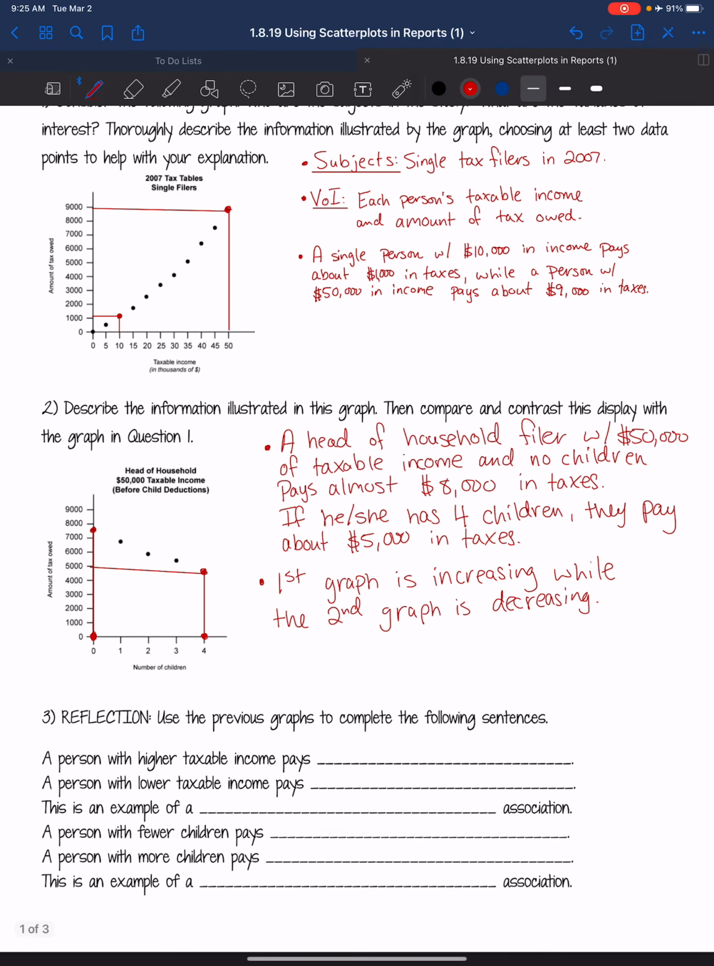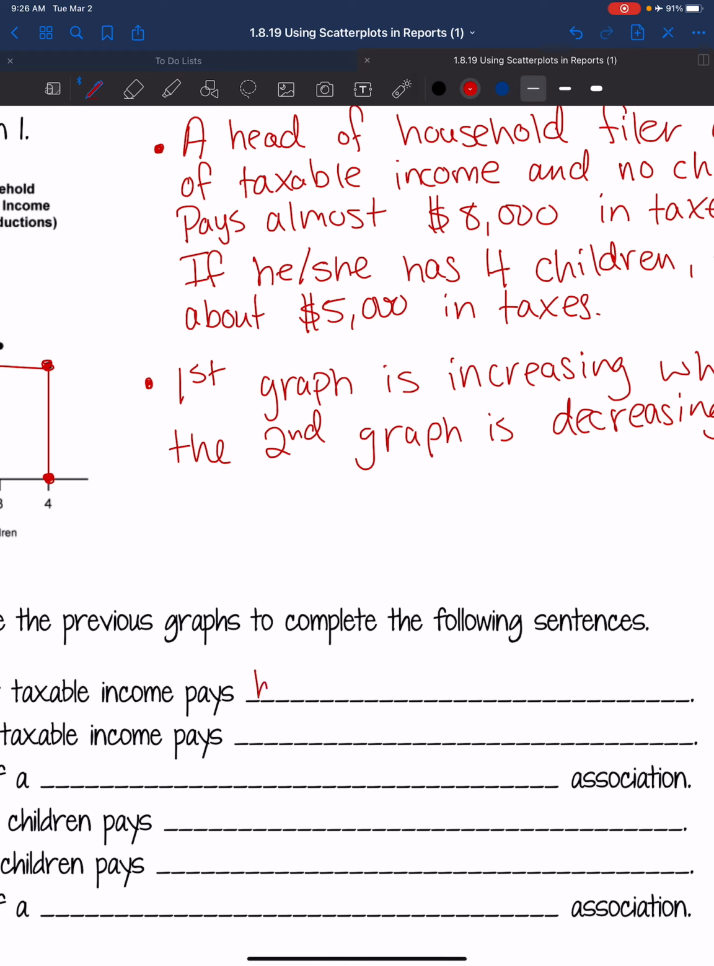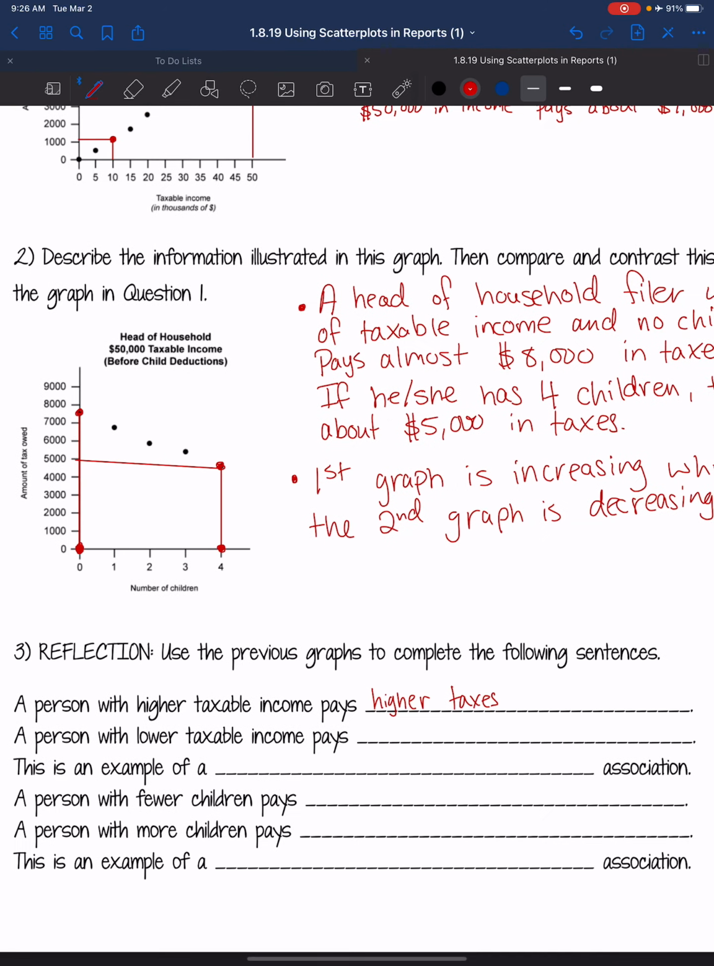And now part 3 is a reflection. It says, use the previous graphs to complete the following sentences. Now, a person with higher taxable income pays higher taxes. This is what we saw in the first graph. So the higher your income, the higher the taxes. Now, a person with lower taxable income pays lower taxes. Now, this is an example of a positive association, right? Positive. And I'm going to put in parentheses graph number 1.